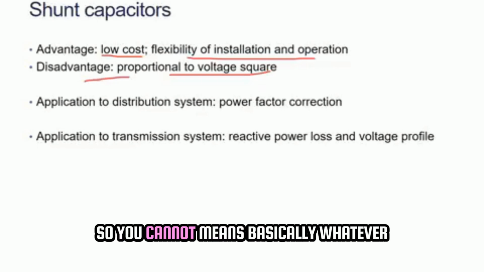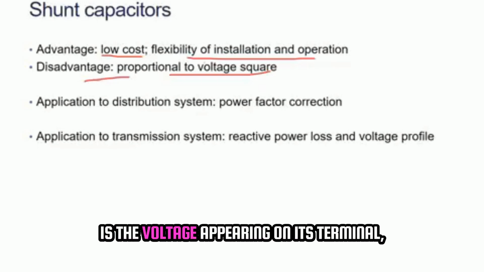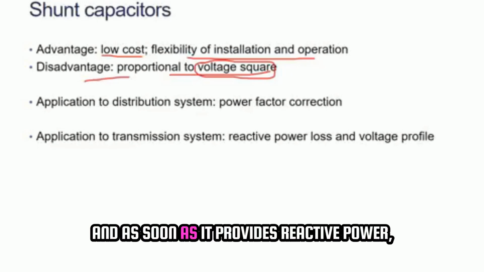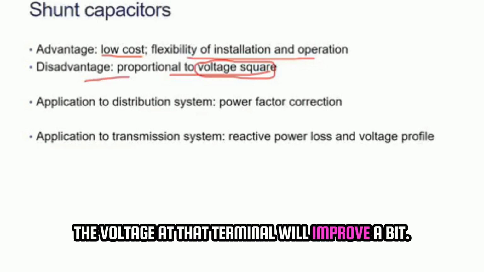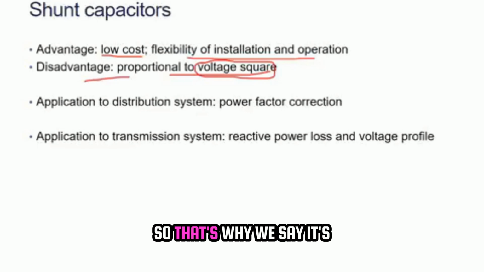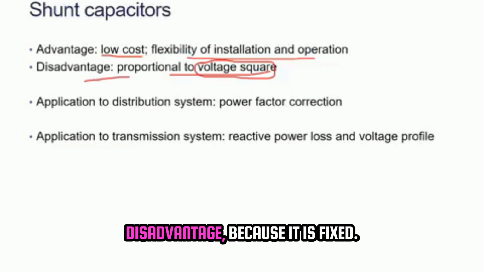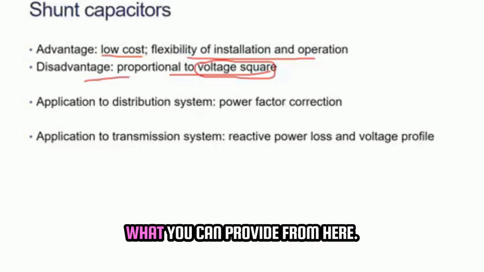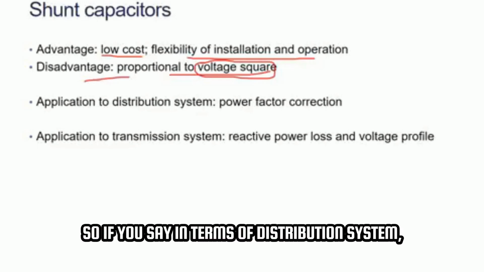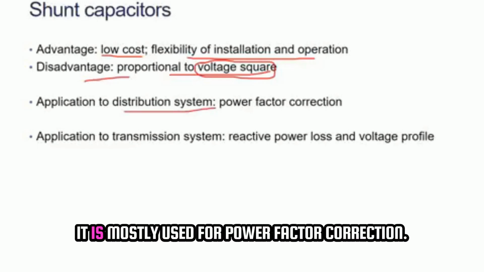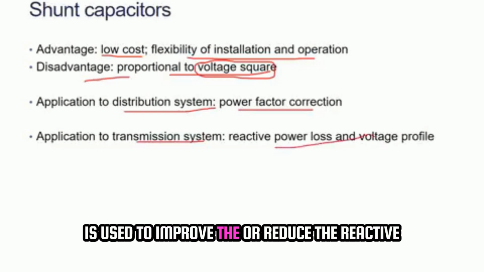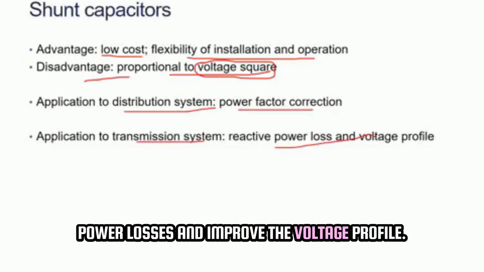So basically, whatever voltage appears on its terminal, it will provide reactive power in proportion to that voltage, and as soon as it provides reactive power, the voltage at that terminal will improve a bit. So that's why we say it's a disadvantage, because it is fixed. You cannot change the reactive power that you can provide from here, right? In terms of distribution systems, it is mostly used for power factor correction. In terms of transmission systems, it is used to reduce reactive power losses and improve the voltage profile.